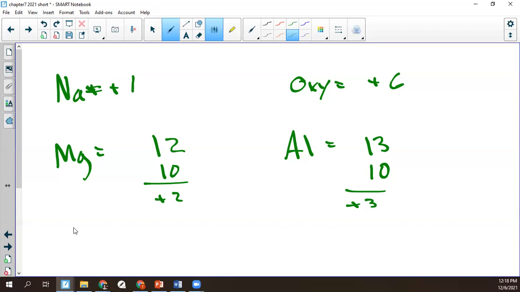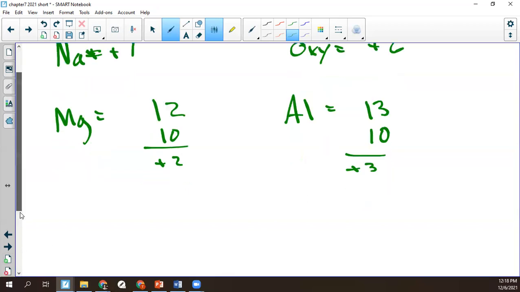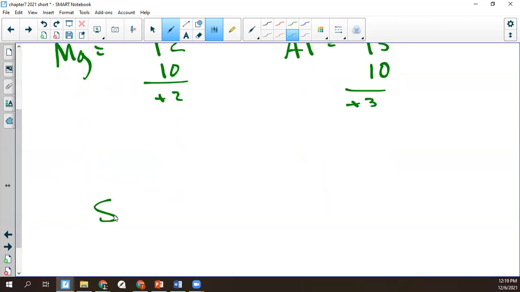Okay, so without doing math, what's the effective nuclear charge of Se? Tell your partner. It's plus 6, because it's in family 6, right? All right, what would we have if we had Ar?